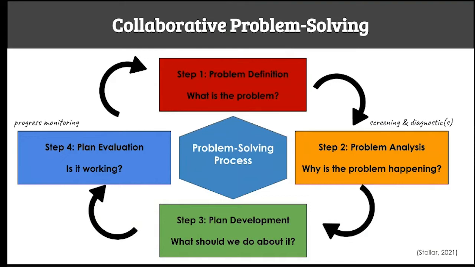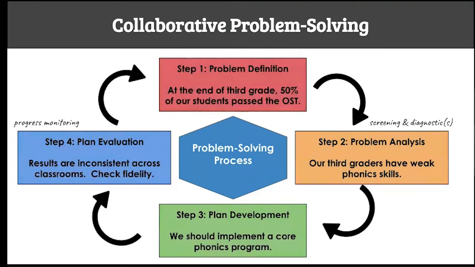This four-step process moves teams through problem definition, problem analysis, plan development, and plan evaluation. And they essentially ask, what is the problem? Why is the problem happening? What should we do about it? And is it working? In this example, a school identified a problem.